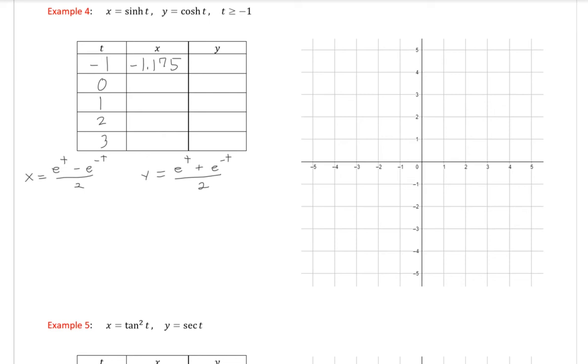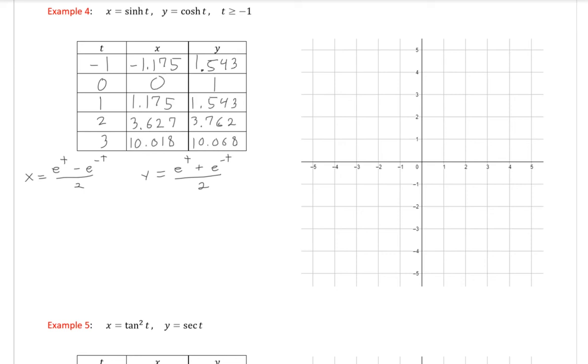Same thing for y. In this case, I'm just going to get a plus in between those two instead. So e to the negative 1 plus e to the 1. And if I divide that by 2, I'll get a positive number. I'll get 1.543. We can continue on in this fashion and construct x and y by just plugging in values of t into this. I'm going to pause at the moment, and I'm going to fill out the rest of these values.